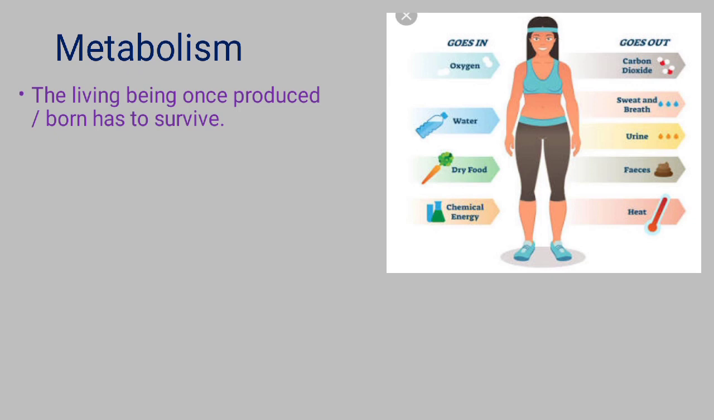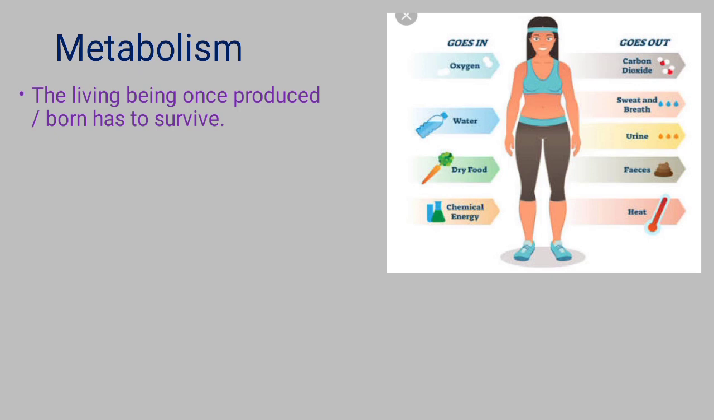Now what is metabolism? Metabolism is the sum total of all the chemical reactions taking place in the cell or body. That is called metabolism. I am saying all the chemical reactions which are taking place in a body, not only one or two chemical reactions. And this metabolism takes place by two methods, that is catabolism and anabolism.